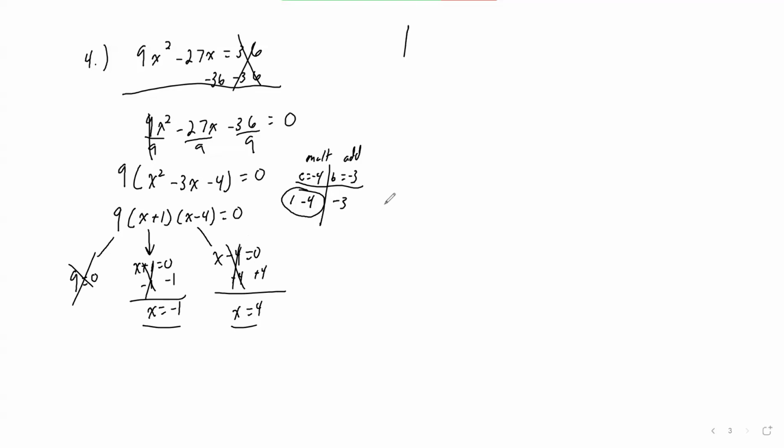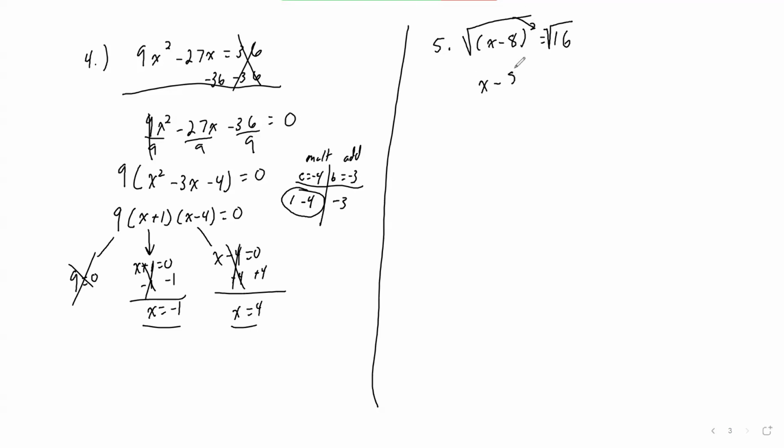Let's try this next one. We have x minus 8 squared equals 16. So in this situation, there's no factoring needed. I have to get rid of this square though. So to get rid of this square, I'm going to take the square root. That is the opposite of a square. But if I square root this side, I have to square root this side. So therefore that will cancel each other out. I'll be left with x minus 8.